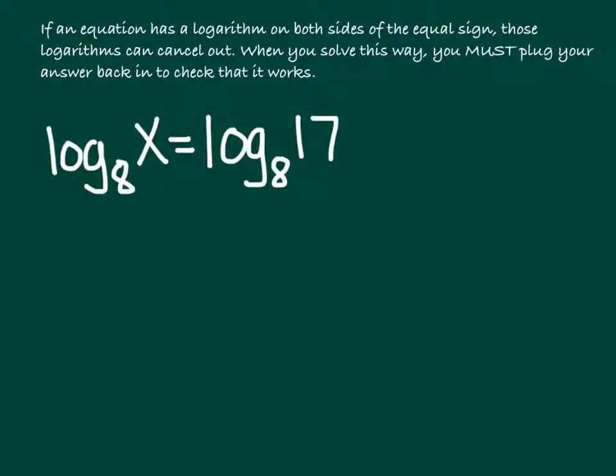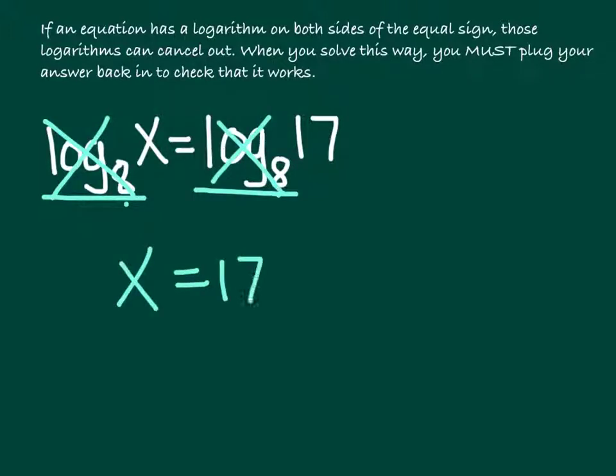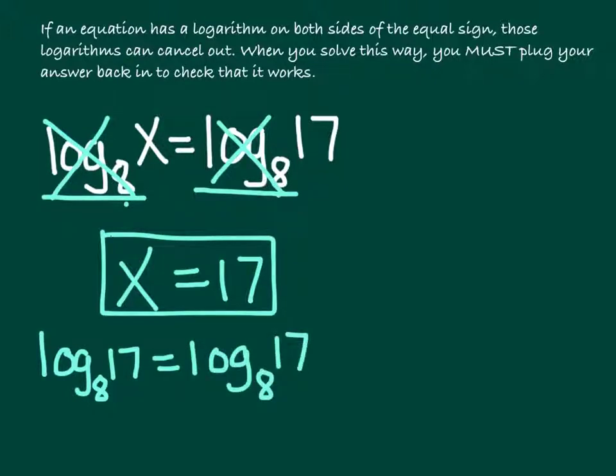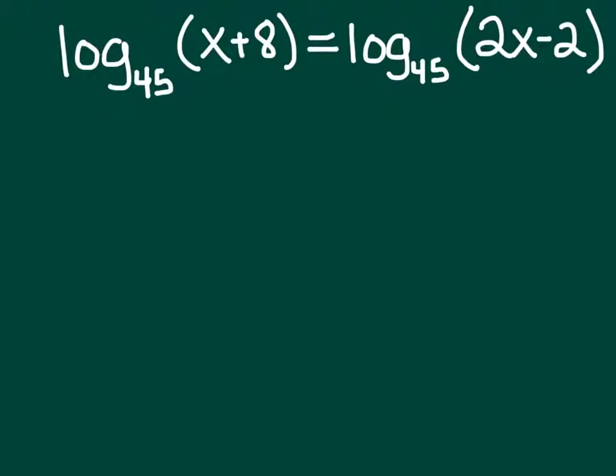Alright, our first example is log base 8 of x equals log base 8 of 17. They have to be the same logarithms, but we do have a log base 8 on one side and a log base 8 on the other side, so we can just cancel them out. And we can say x equals 17. And that's it. But you do need to check it. You need to plug it back in and say, does log base 8 of 17 equal log base 8 of 17? And you can punch that into your calculator and it works out just fine.